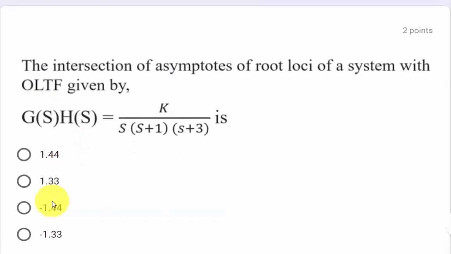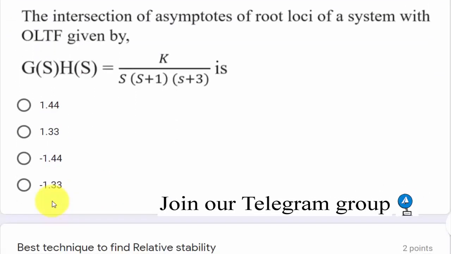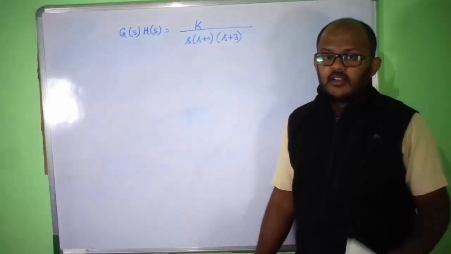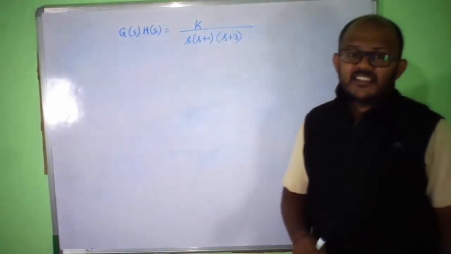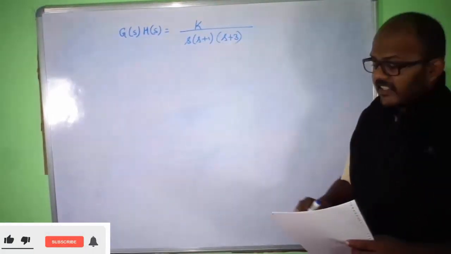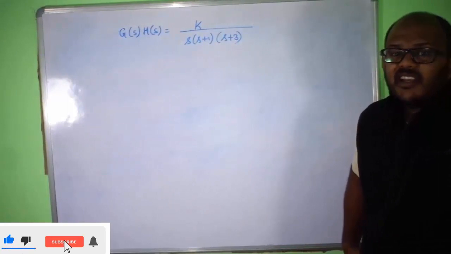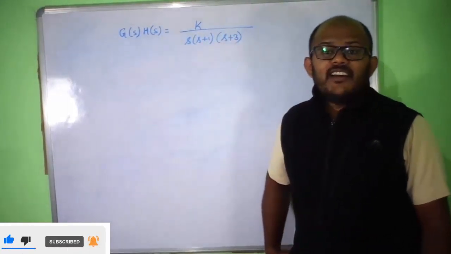First question: the intersection of asymptotes of root loci of a system with open loop transfer function G(s)H(s) = K divided by s(s+1)(s+3) is. So this is the question. What they are asking us to find is the intersection of asymptotes. Intersection of asymptotes means we have to find the centroid.